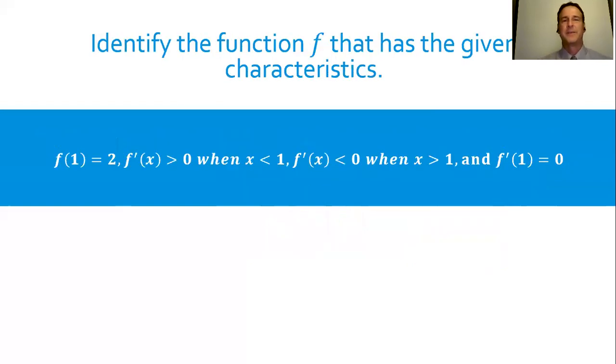All right, next one says identify the function f that has the given characteristics. Let me move myself out of the way a little bit. You're invited to draw this, and I am going to find a straight edge if I can to make this workable. I don't have one. I'll have to use my phone. Okay, so here's what I'm going to do. I just need it to make my graph.